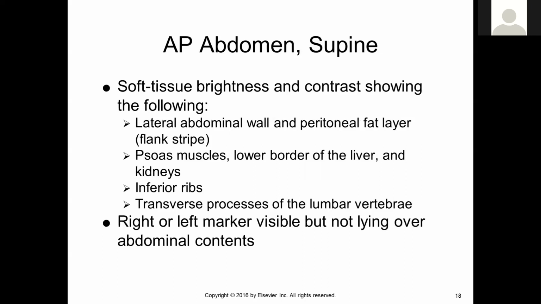We should have enough brightness and image contrast to distinguish the wall of the abdomen and the psoas muscles. You should see the margins of the liver. Kidneys should be visible. Right or left marker should be visible in the bottom corner. It won't be overlapping any abdominal contents. It might be over the hip joint, but that's okay.